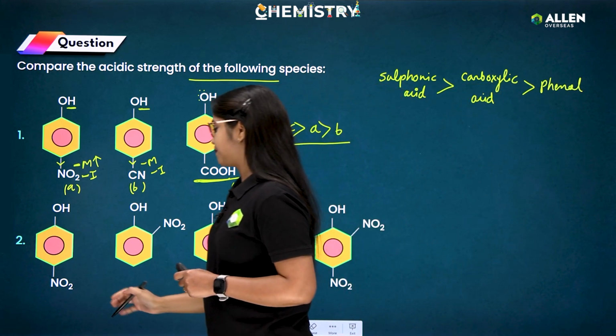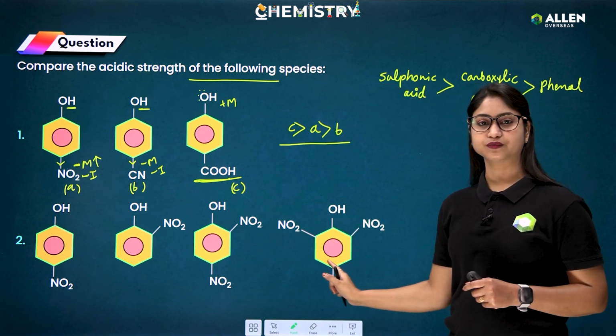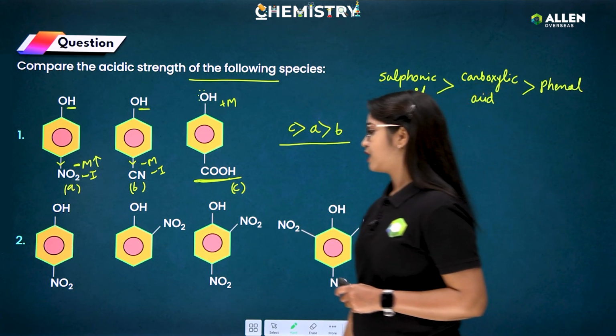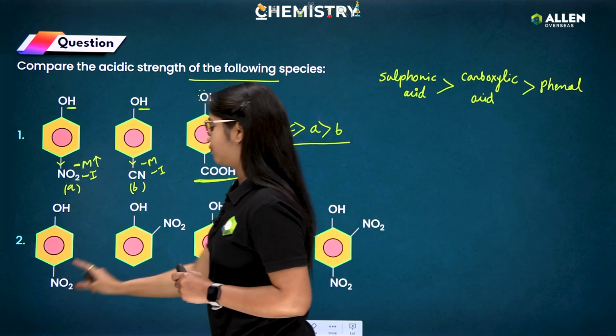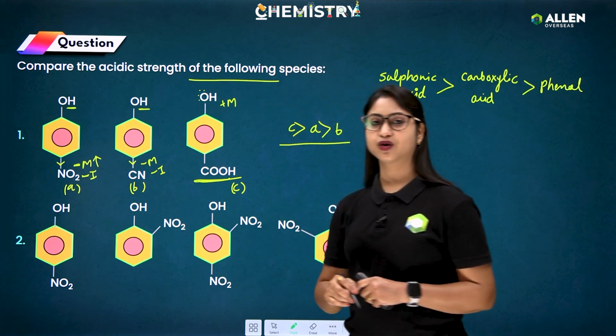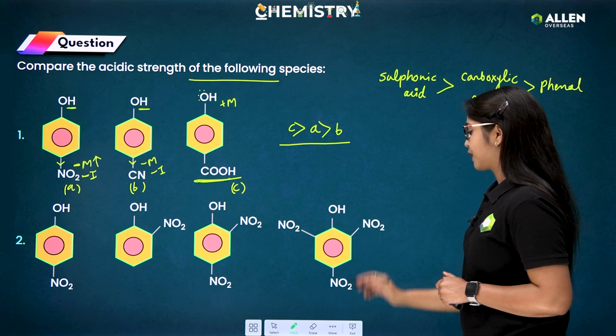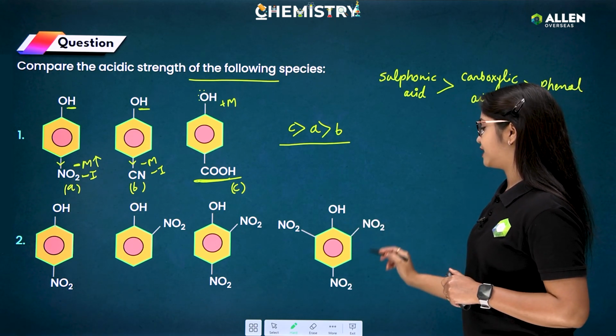Now in the second example, all are phenols. You can see all are phenol derivatives. The first one has one nitro group present at the para position. In the second, the nitro group is present at the ortho position. In the third, you have 2 nitro groups at ortho and para. And in the fourth one, you have 3 nitro groups.